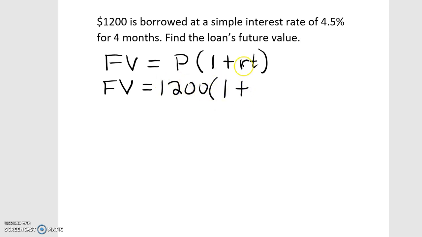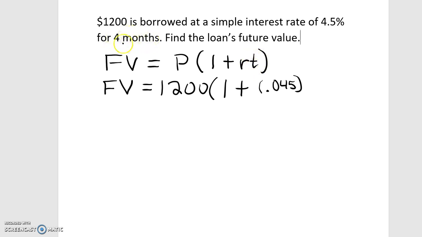Then we have 1 plus R, in this case our 4.5% as a decimal. And remember that to change that to a decimal form, we simply divide by 100%. So 4.5% becomes 0.045. And T is our time, but it's important to recognize that it's our time in years.